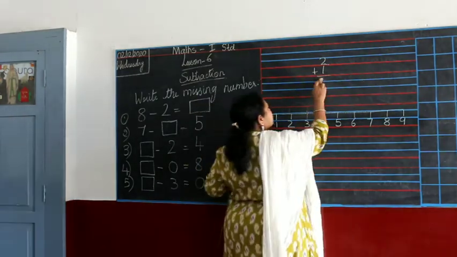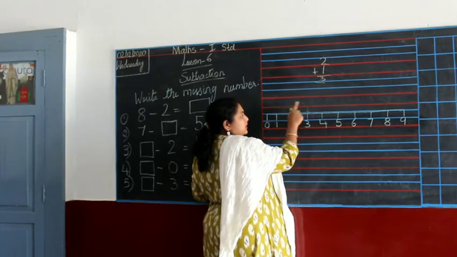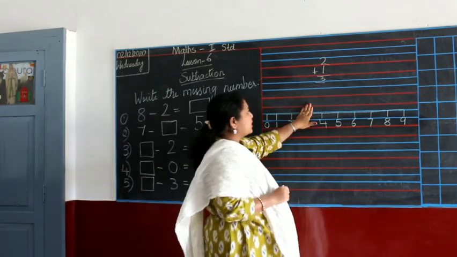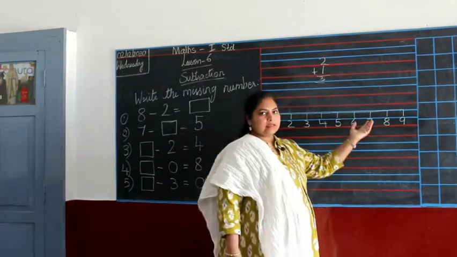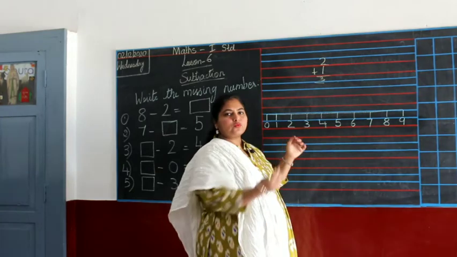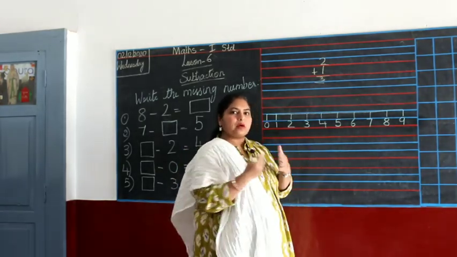Then you will get the answer 3, because from 2 you went to 3, you added one number, that's one jump. But in subtraction, it's not towards the right, it's towards the left. You will be reducing, right? Instead of increasing, you will be reducing, it will be becoming less.